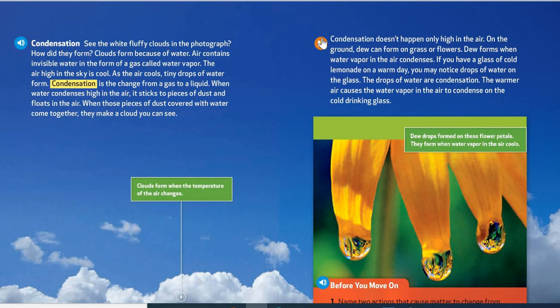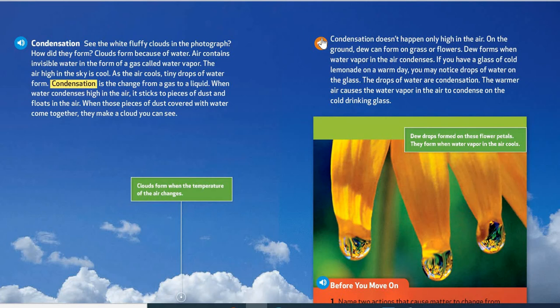Condensation doesn't happen only high in the air. On the ground, dew can form on grass or flowers. Dew forms when water vapor in the air condenses. If you have a glass of cold lemonade on a warm day, you may notice drops of water on the glass. The drops of water are condensation. The warmer air causes the water vapor in the air to condense on the cold drinking glass.